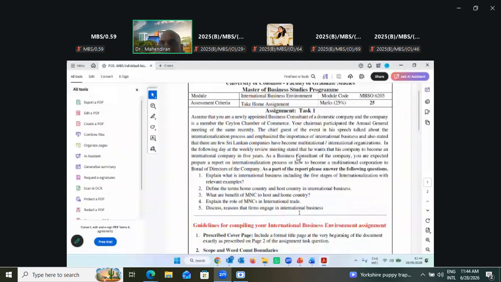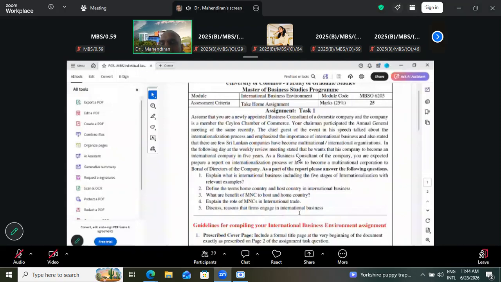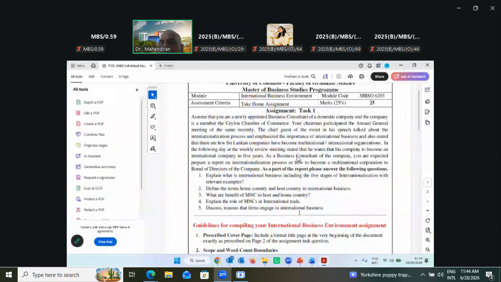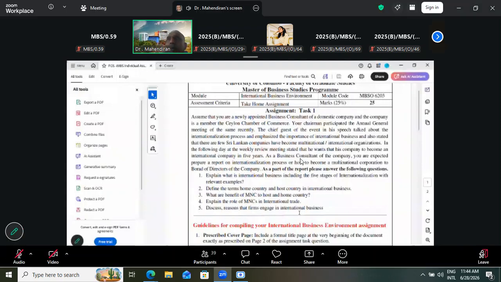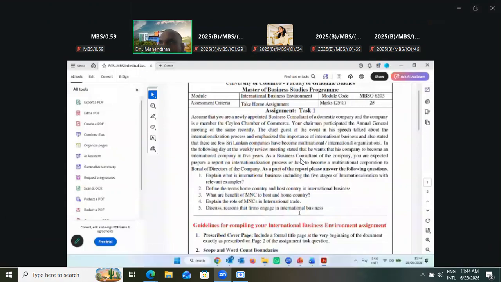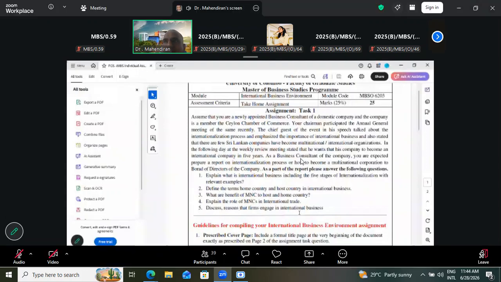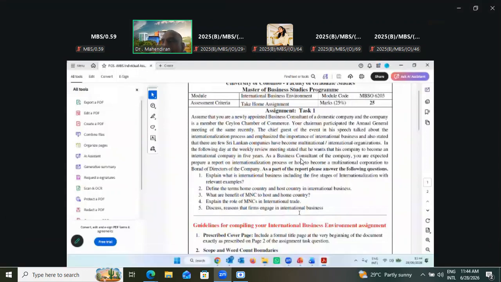Define terms. What is home country? So what is home country and host country? Then you explain: if it is Unilever, the home country is UK and the host country is Sri Lanka. If Hayleys has an office in Thailand, Thailand is the host country, and Hayleys' home country is Sri Lanka. So I want you to understand that practically, not by remembering and writing.